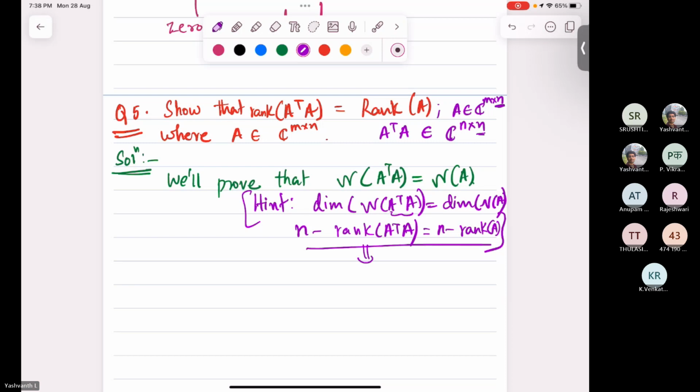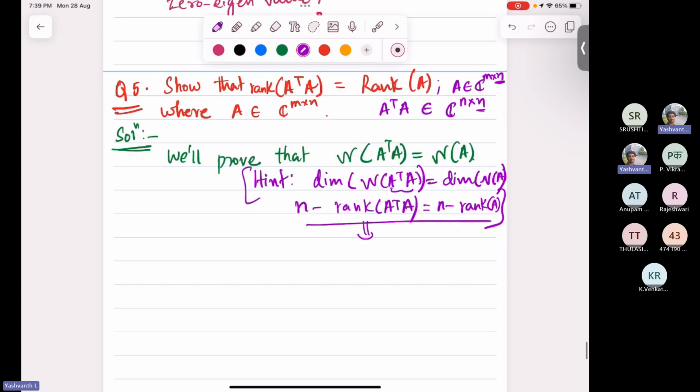Is it okay? Yes. So the key thing to do is prove that null space of A transpose A is equal to null space of A. If we are done with that, then we know how to complete the proof. Let's do that. So what is null space? Null space is essentially a set of all vectors such that A times X is equal to 0. Let me write it down for those of you who forgot.